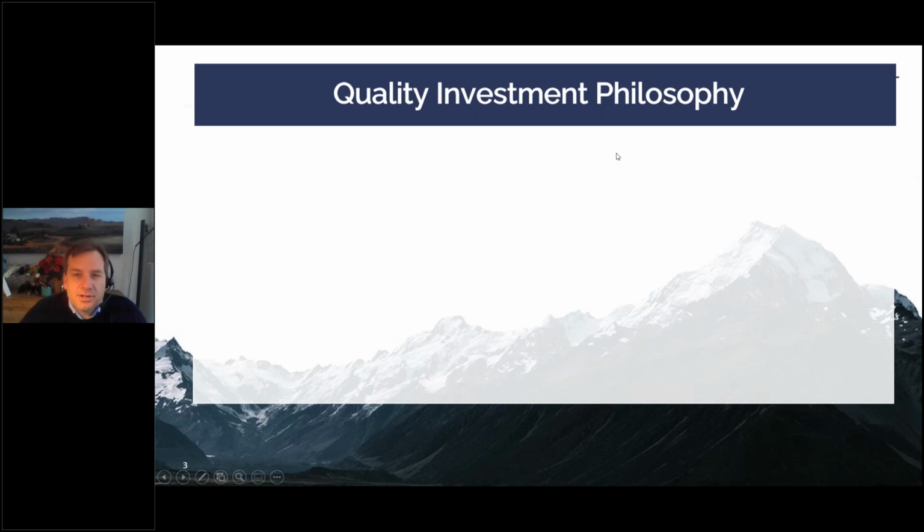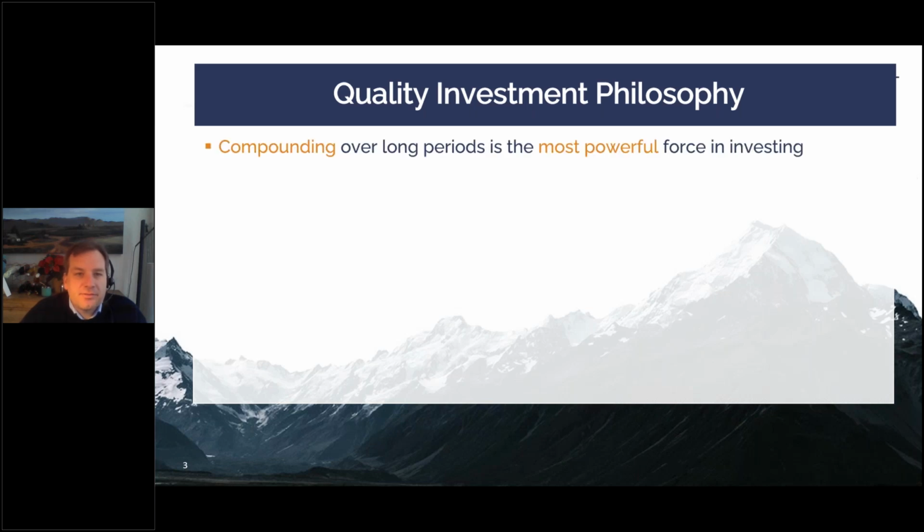This is really our overarching philosophy in the Counterpoint quality stable. This is how we approach things and the mindset with which we approach them. The first and most important point is that compounding over long periods is the most powerful force in investing. I don't have to tell anyone listening, but I'm constantly astounded by the power of compounding, even though I've dealt with it every day for almost 20 years. It never ceases to amaze me, and as this presentation goes on, I think it's going to continue to amaze, the power of compounding.